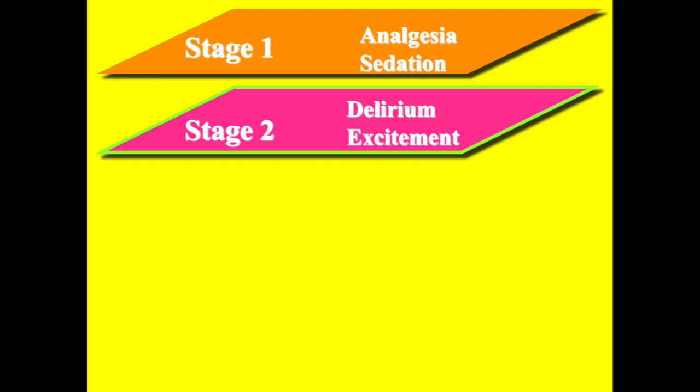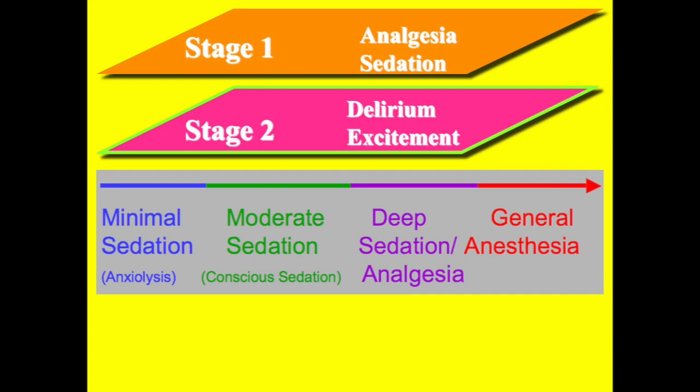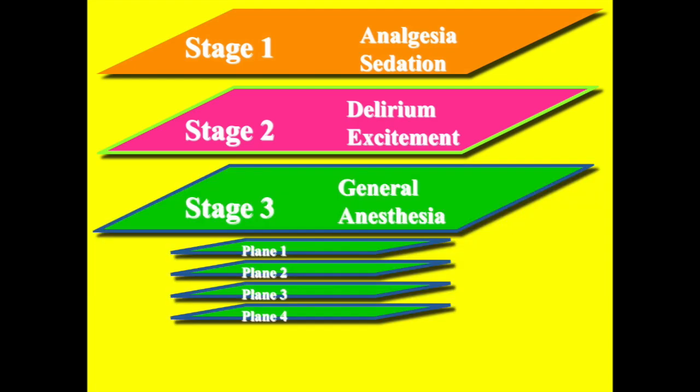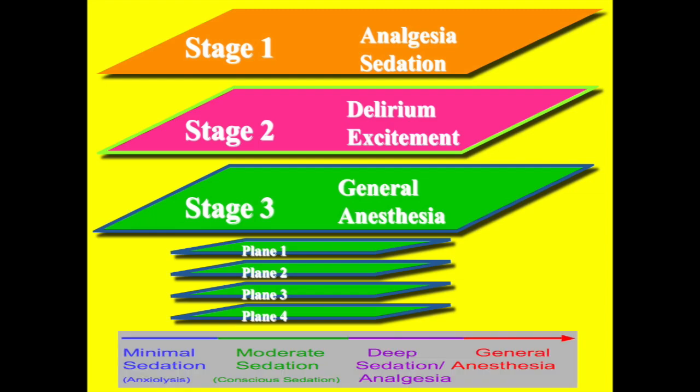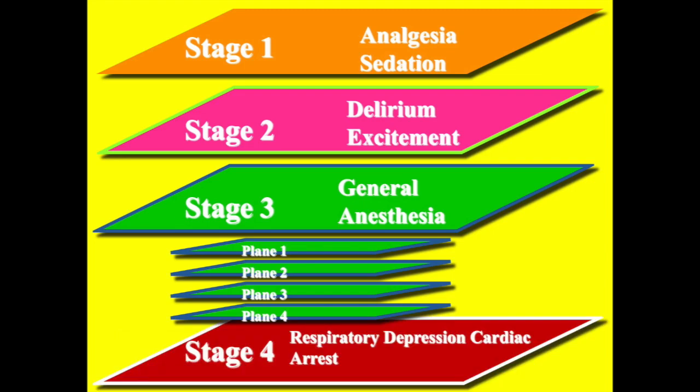Stage 2 is a dangerous stage, and we're going to visit that in just a little bit, but this is the delirium and excitement stage. So we want to get a patient very, very quickly through stage 2 into stage 3, and that is the general anesthesia stage. And as I said, Dr. Guedel saw 4 planes of anesthesia depending on how their breathing was at the time. You got to remember ventilators and monitors and pulse oxes weren't around at this point in time. So he used their physical things that they were presenting him. And then lastly, stage 4 is respiratory depression and cardiac arrest.